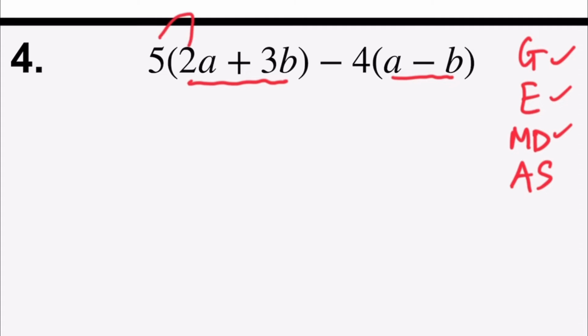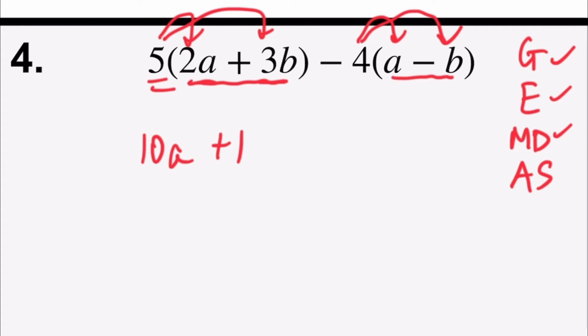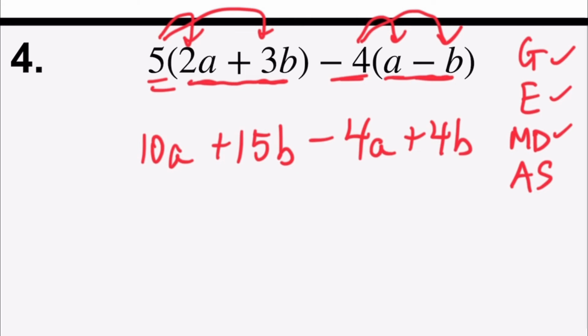I do have that. Algebraic multiplication is the distributive property. And in fact, I have two distributive properties. So 5 times 2a would be 10a. 5 times 3b would be 15b. Negative 4 times a would be negative 4a. And negative 4 times negative b would be positive 4b.